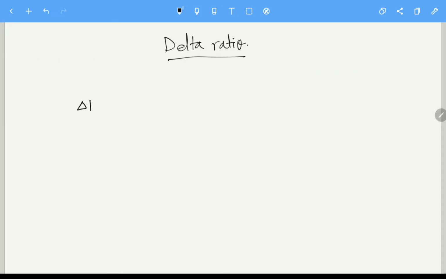So how to calculate the delta ratio? As we have seen, it is delta anion gap by delta bicarbonate. What I mean by delta is the increase in anion gap, as the anion gap is increasing. So how much is it increasing?